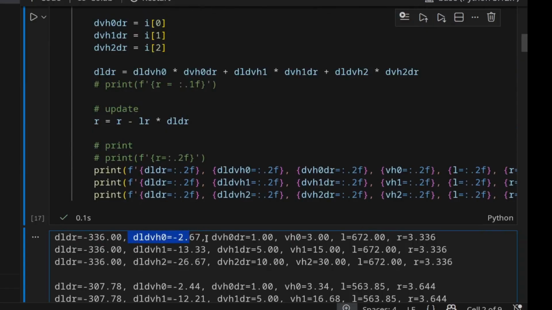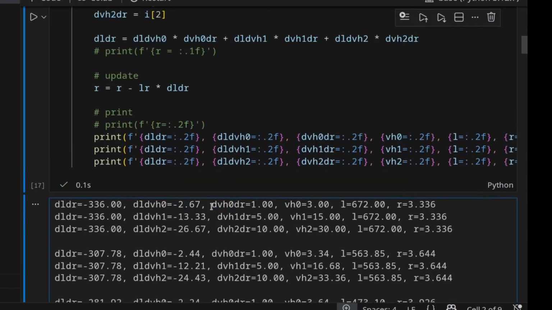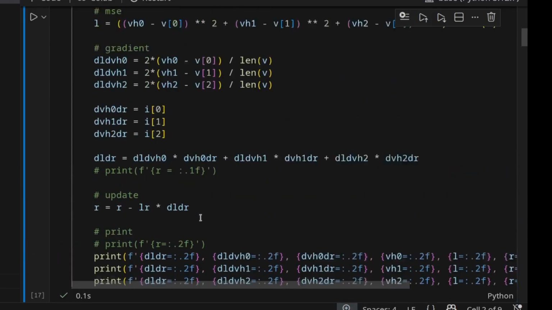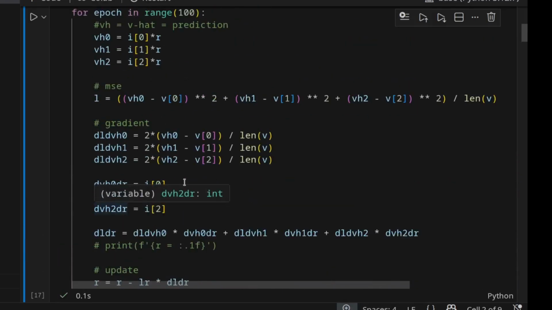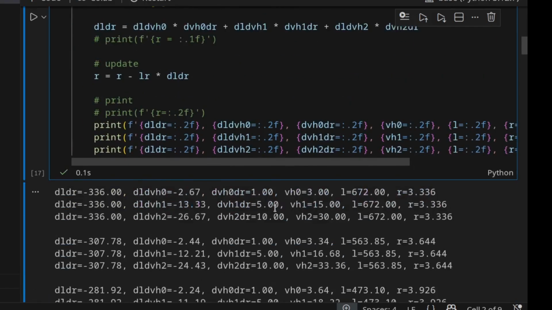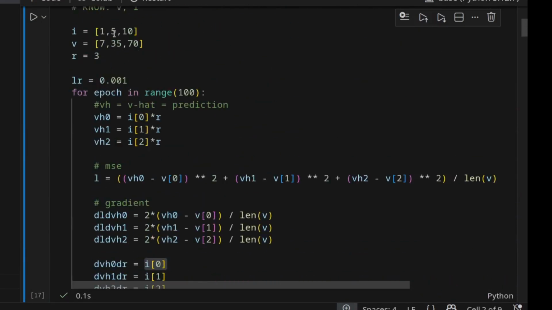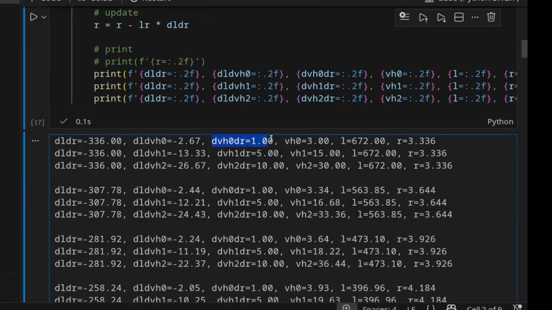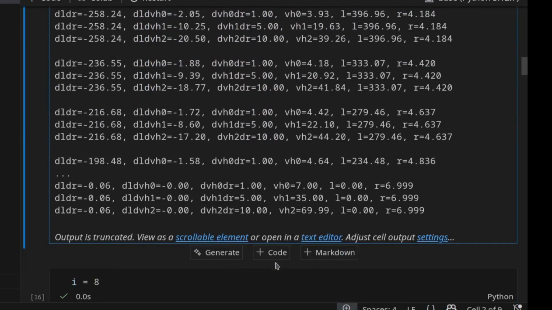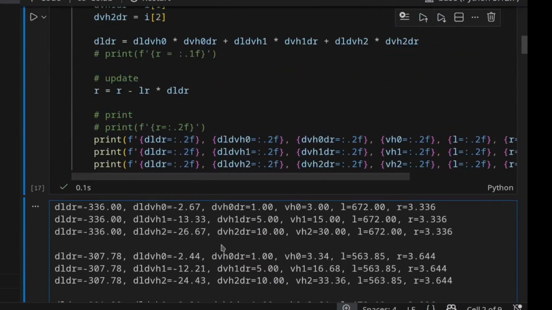And there's some other things as well. Let's see. You can just look through here and see how it progresses along as the data changes. But if you notice that dvh0/dr, remember I was saying it was I index 0, it doesn't change. That's because the derivative is the input, and the input doesn't change. The input to the neural net. So that's why it's 1, 5, and 10. In this iteration it's 1, 5, and 10. This one is 1, 5, and 10, etc. All the way down the bottom, it's still, you guessed it, 1, 5, and 10. But some of the other things do change.